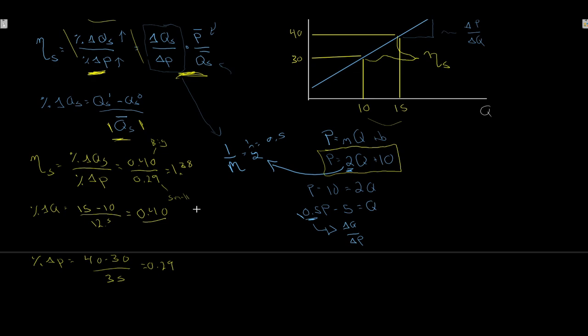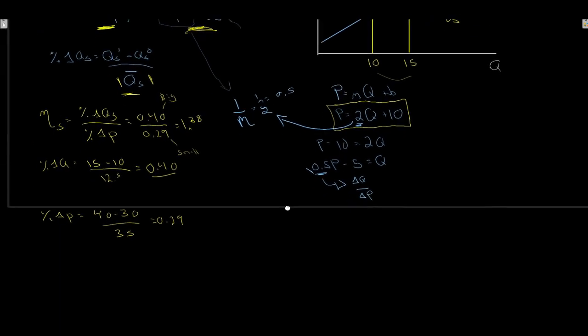Same kind of interpretation as with our elasticity of demand. This means that I'm sensitive to a change in price. It means that I'm elastic. To interpret that, it means that for every 1% change in price, I'm going to witness a 1.38% change in my quantity supplied. So a bigger change in my quantity supplied than in my price.